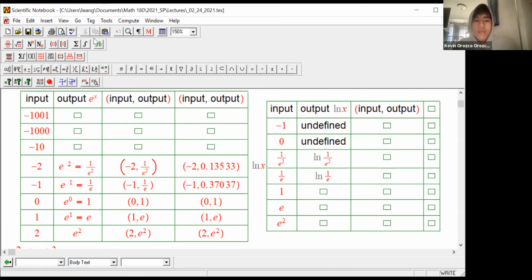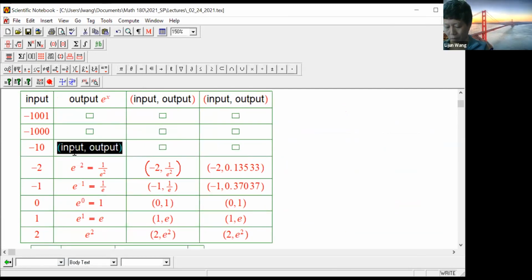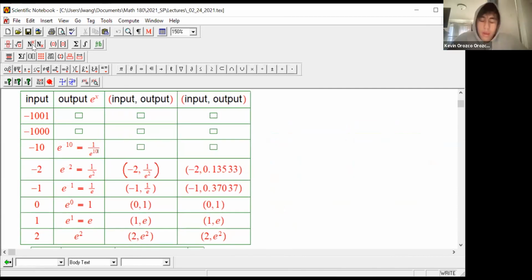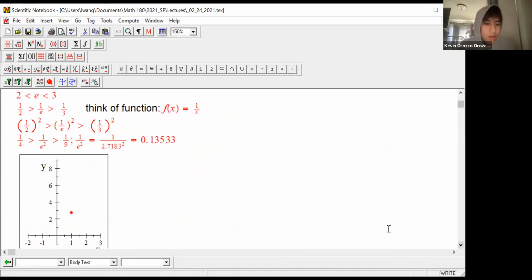And what is it? It's going to be e to the power, sorry, it's going to be e to the power of what? Negative 10. What is e to the power negative 10? It's 1 over e to the power 10. This number, how big is this number? What is it in between? 2 and 3.